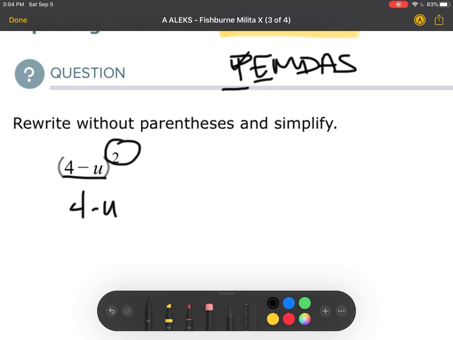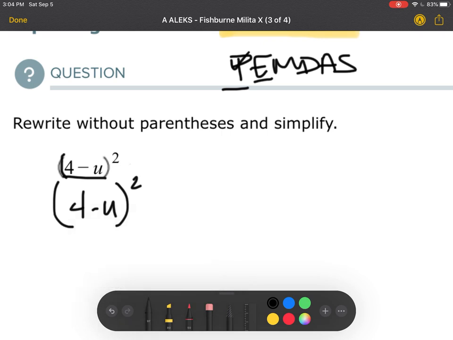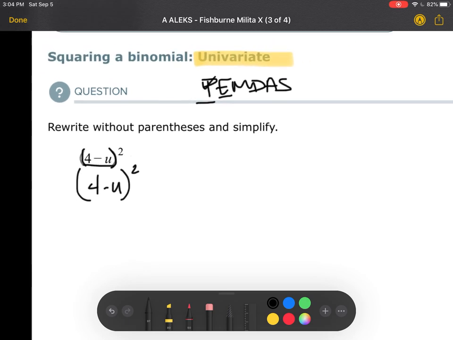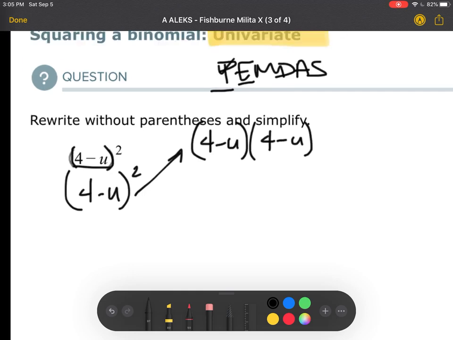And then we go to our exponents. Okay, so I have an exponent of 2, and it is telling me to square everything in these parentheses because it's right up on those parentheses. So everything inside the parentheses needs to be squared. What that looks like is 4 minus u times 4 minus u. Let me clean that up a little bit. 4 minus u. Okay, so this is the same thing as that, just written out.